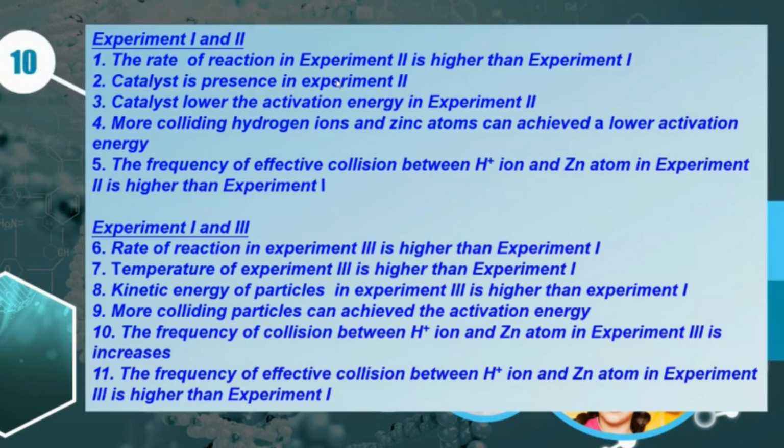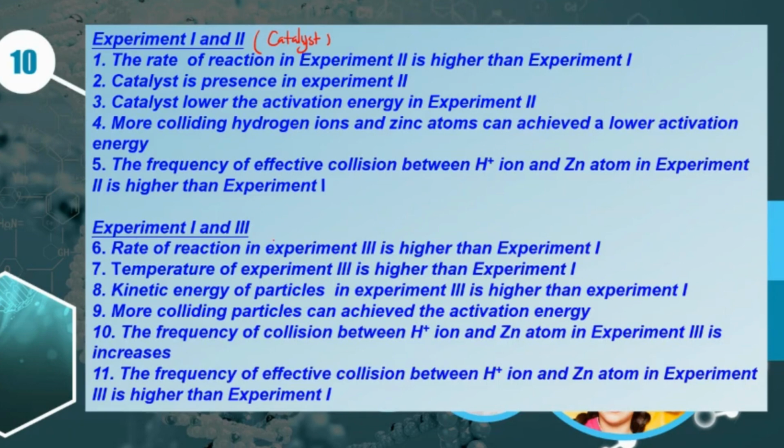So the rate of reaction in experiment 2 is higher than experiment 1. The catalyst is present in experiment 2, but not in experiment 1. So the catalyst will lower the activation energy in experiment 2. So more colliding hydrogen ions and zinc atoms can achieve the lower activation energy. So the frequency of effective collisions between the zinc atoms and the hydrogen ions in experiment 2 is higher than experiment 1. So this is the factor of catalyst.